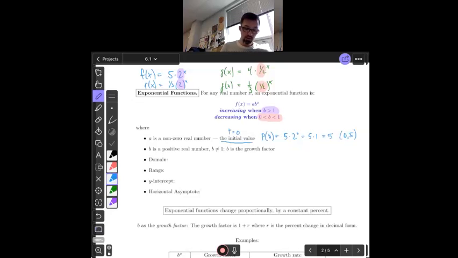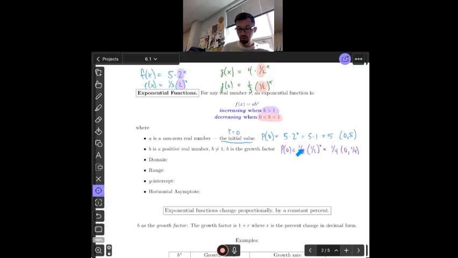In the same way, if I had P of 0 equals 1/4 times 1/2 to the 0, that would just be 1/4 times 1. So that A value just represents our initial amount. What does the problem start off with? If I had $5 and it doubled every year, I can figure out how much I have in 10 years or something like that. But I need to know how much I start off with. So that's that initial value.